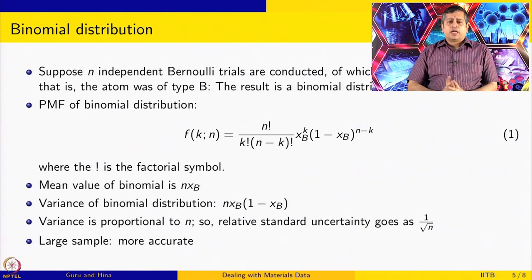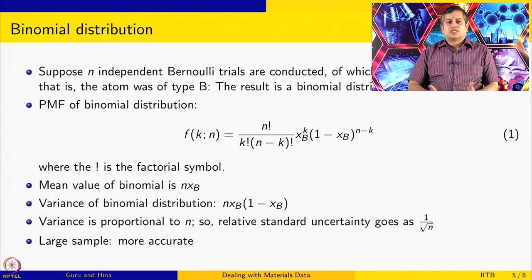Okay. You can notice that the variance is proportional to n, because of which if you take relative uncertainty, that will go as 1 by square root of n, because sigma will go as root n and you are dividing by n, because that is the number of trials. So you will get 1 by root n, and this is a very nice information to have, because this shows you that if you do larger and larger number of experiments, your relative uncertainty goes down. So this basically gives you the assurance that you can improve your accuracy by doing a large number of experiments.